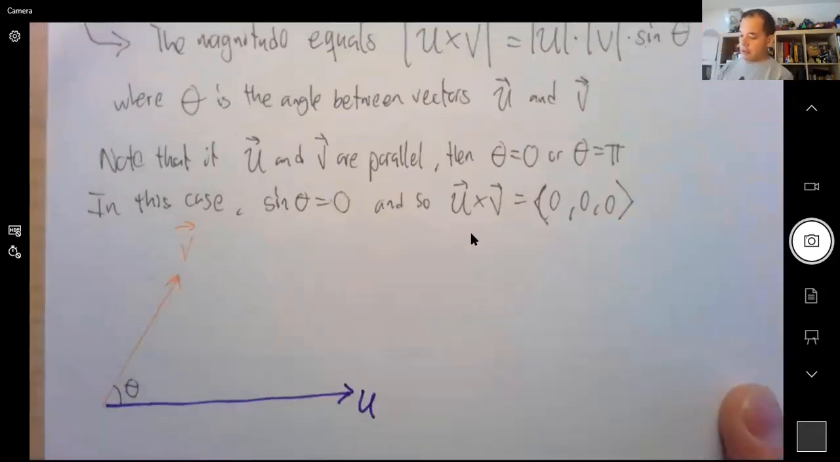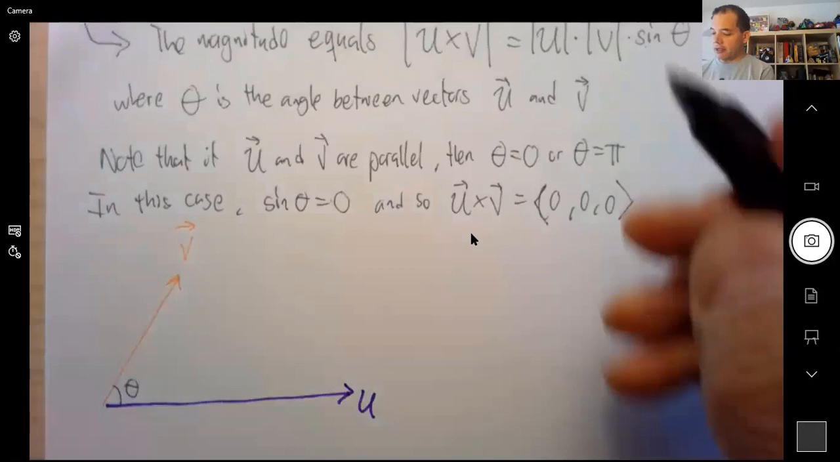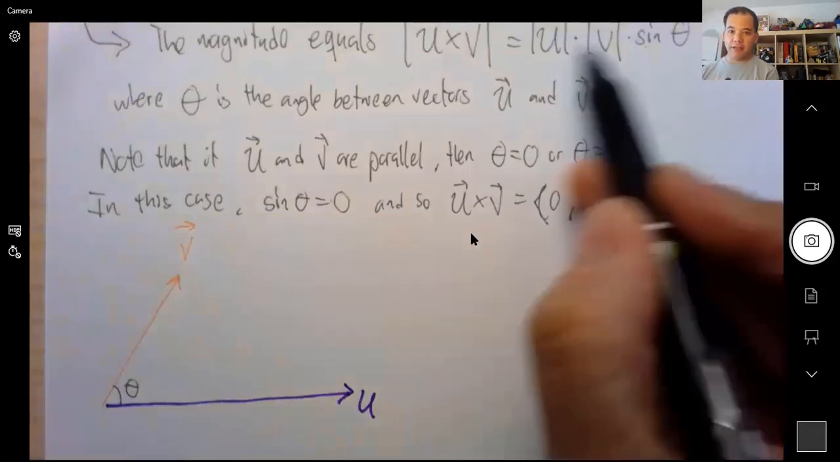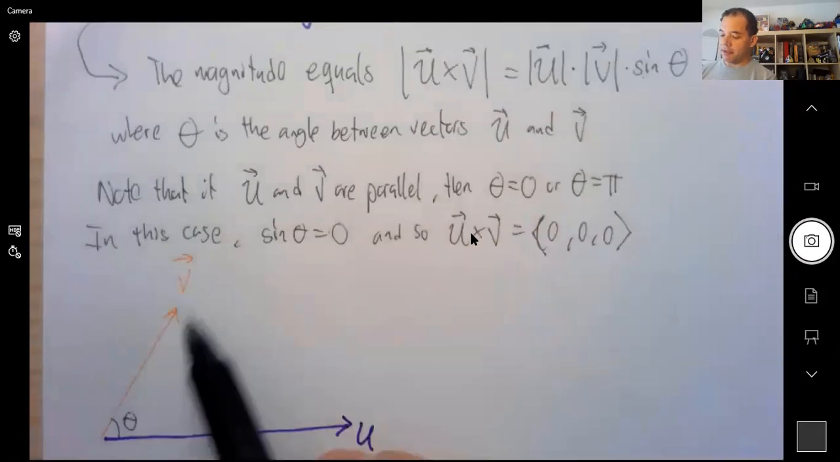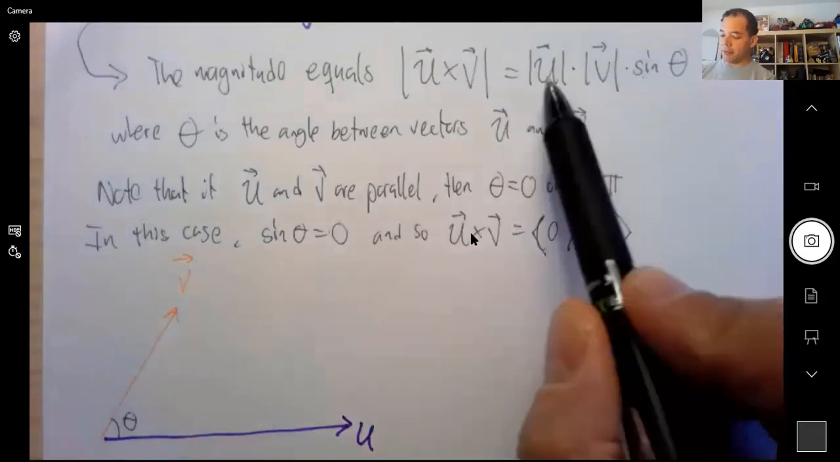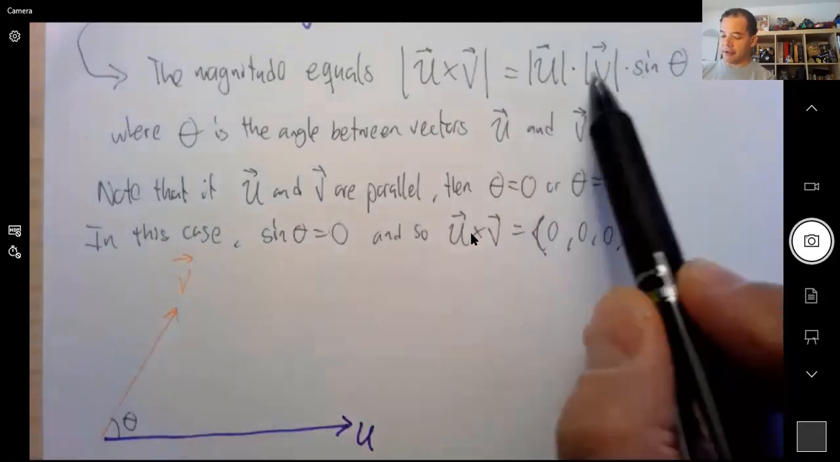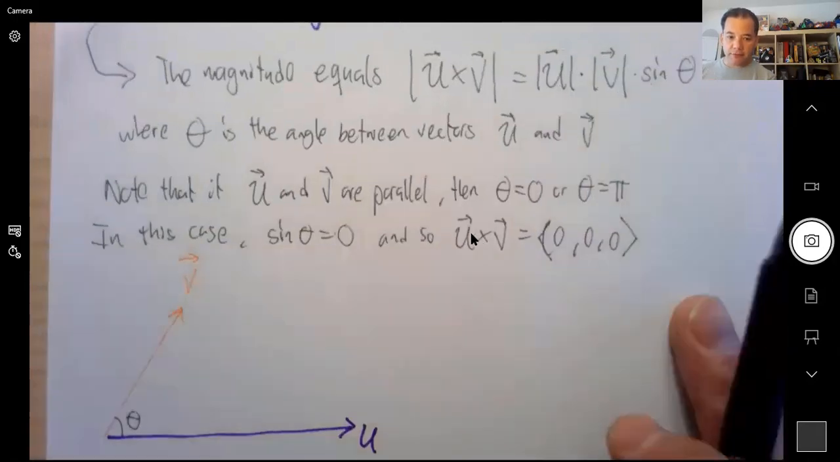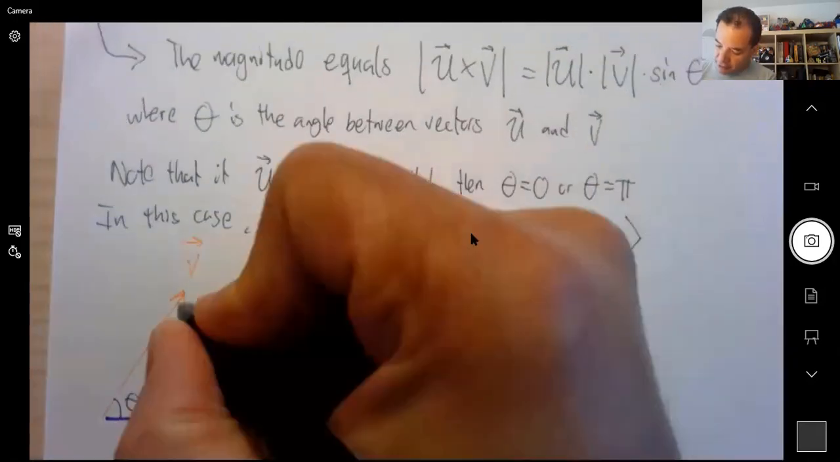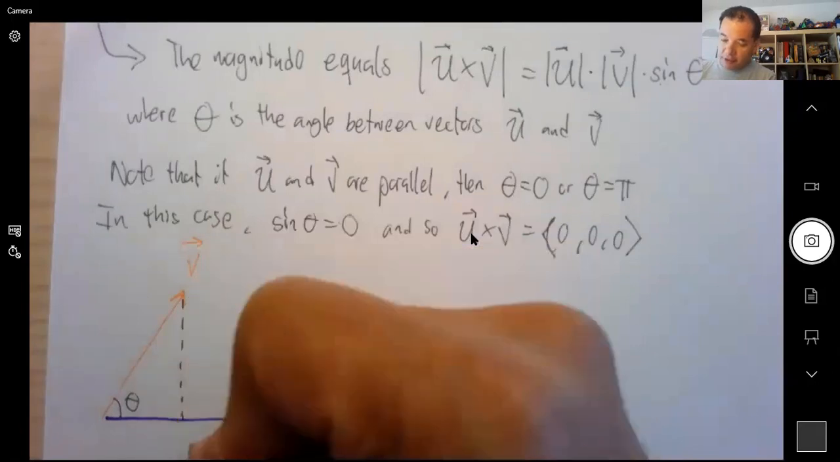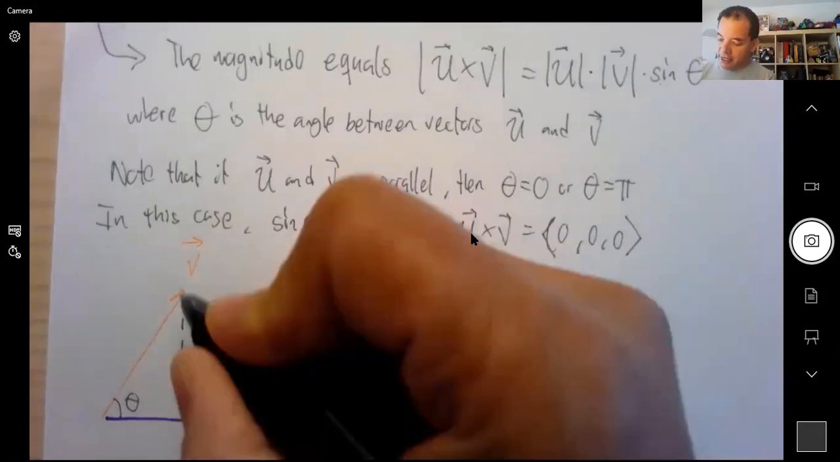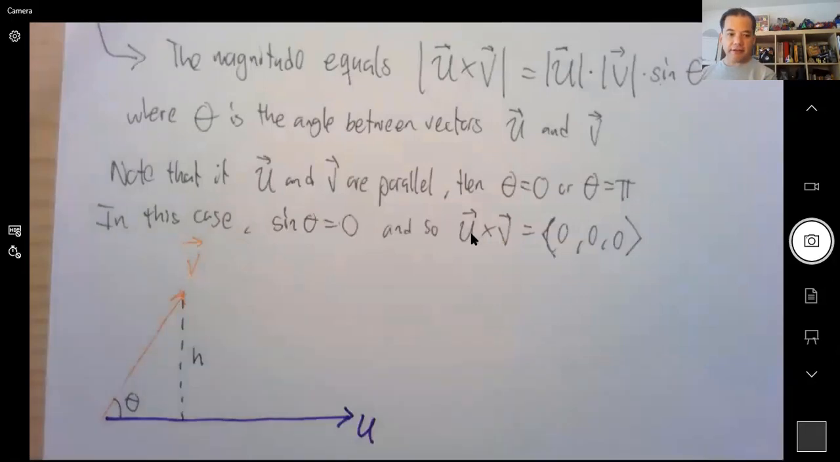And then what I wanted to let you know is numerically, what is this quantity? Where is this number appearing in this picture? Magnitude of u times magnitude of v times sine theta. And here's one place where this appears. If I look at the projection of v onto u, and I don't want the projection, I really want this height. What is that height?